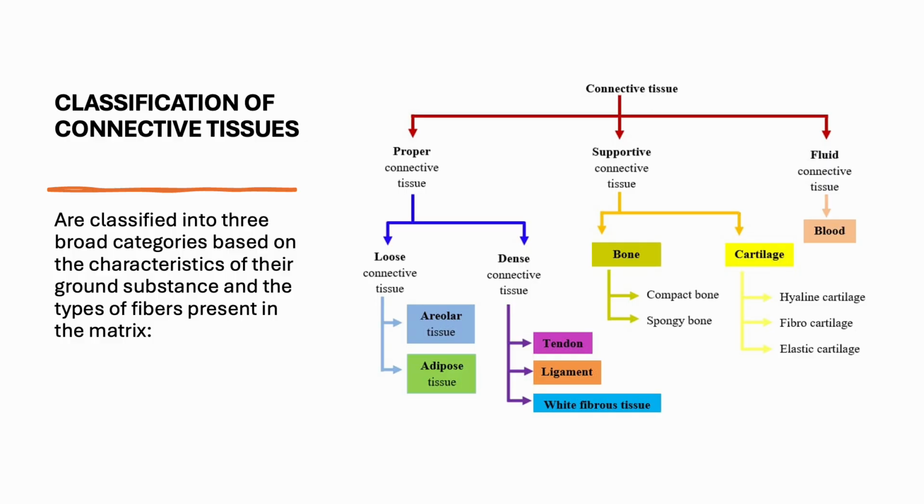Okay. Connective tissue is classified into three: proper connective tissue, supportive connective tissue, and fluid connective tissue. Proper connective tissue is divided into two: loose connective tissue and dense connective tissue. Under loose connective tissue we have areolar tissue and adipose tissue. Under dense connective tissue, we have three divisions: tendons, ligaments, and white fibrous tissues. Supportive connective tissue includes bone, that is compact bone and spongy bone, and also cartilages, divided into three: hyaline cartilage, fibrocartilage, and elastic cartilage. And fluid connective tissues are the lymph and the blood.